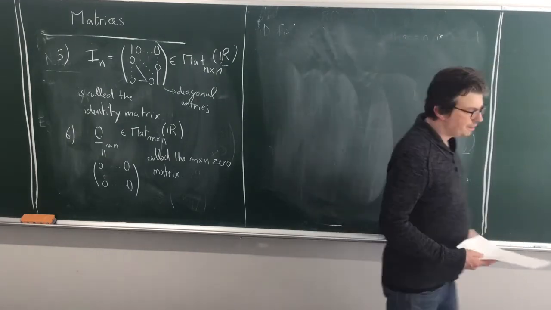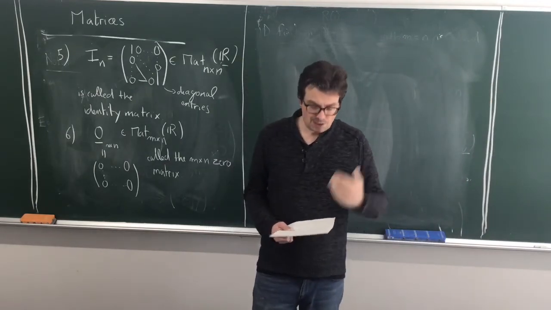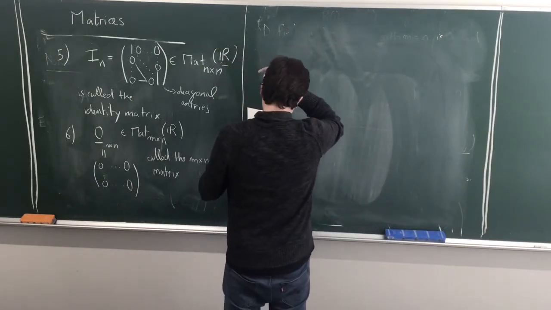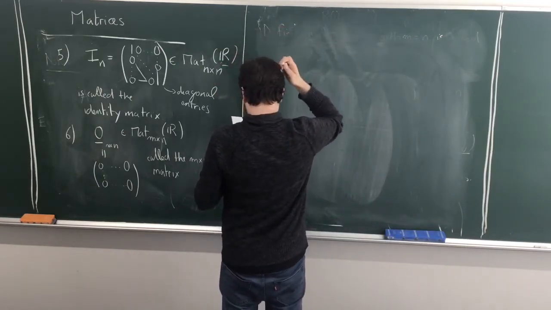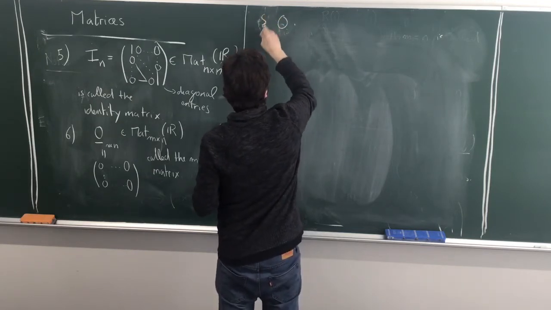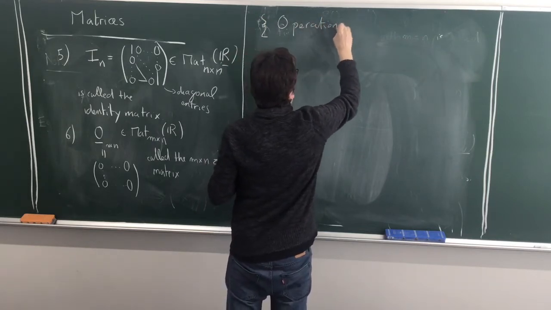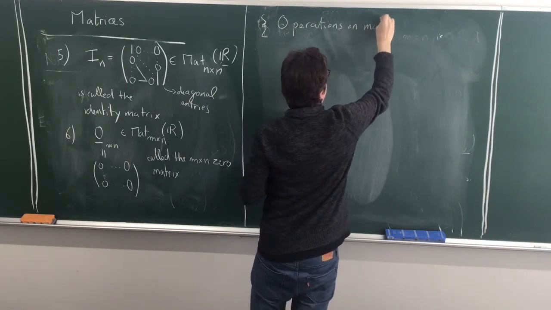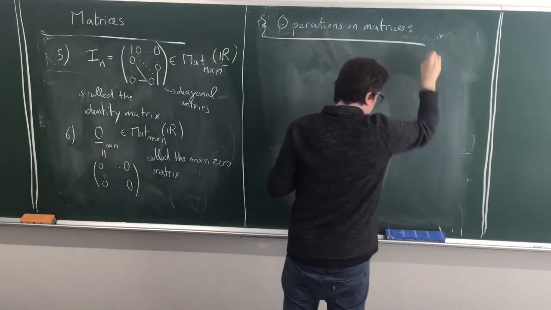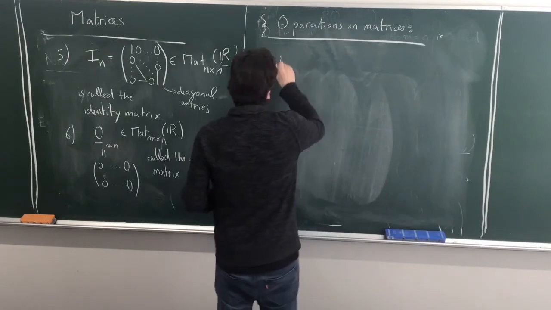Now that we have defined the set of all possible matrices, we are going to define operations on matrices, like we did for vectors. So first of all, let's talk about additions. We will talk in this section about operations on matrices. First, we are going to consider addition.